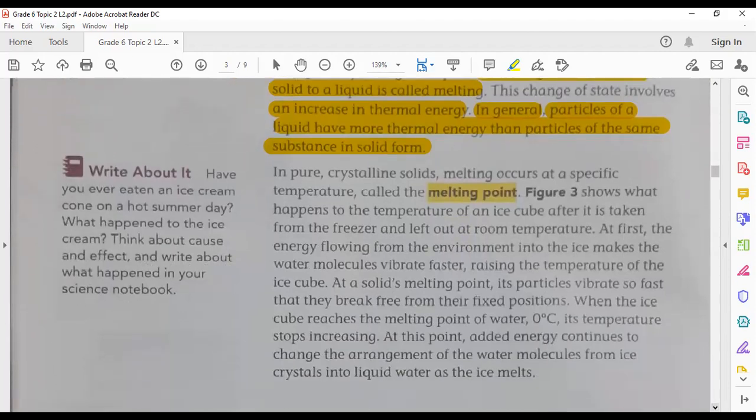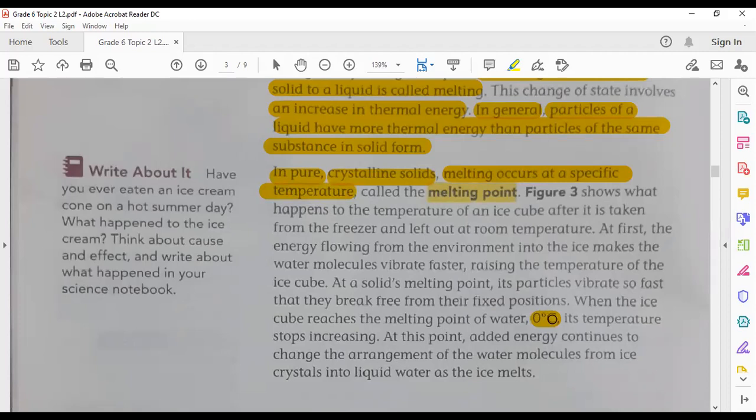Now we are going to talk about melting point. What is melting point? In pure crystalline solids, in pure substances, please, melting occurs at a specific temperature. This temperature is called the melting point. For example, ice starts melting at a temperature of 0. The melting point of water is 0 degrees Celsius.